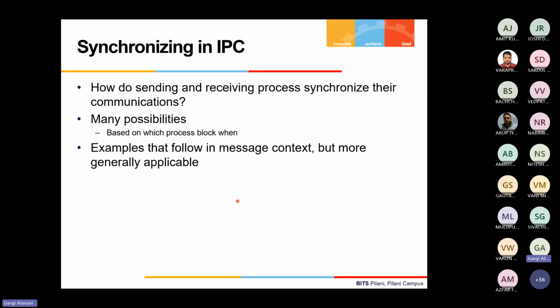So, how do we send and receive between processes and ensure that the synchronization has happened? Has anyone used any kind of synchronization and worked with any synchronization techniques?